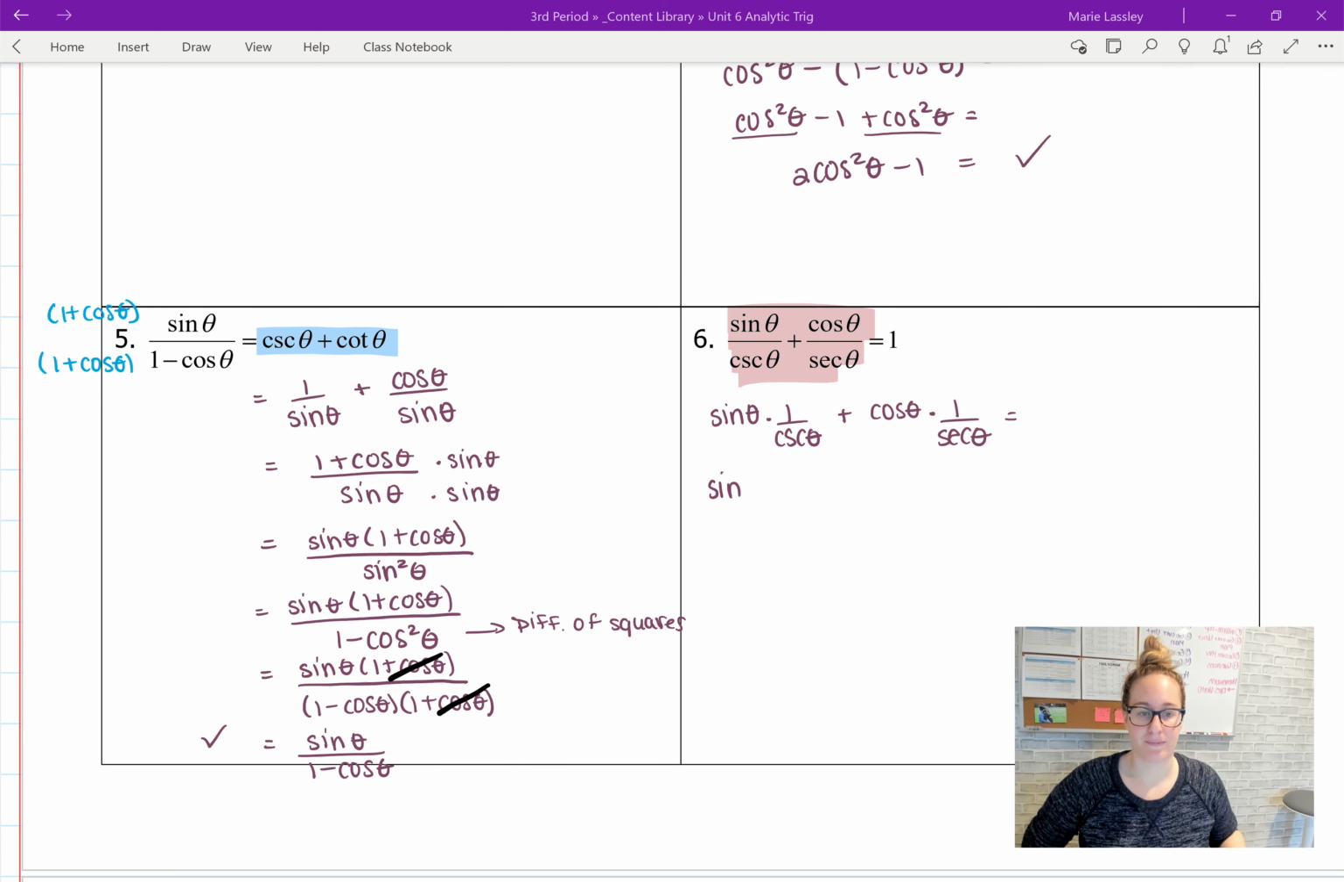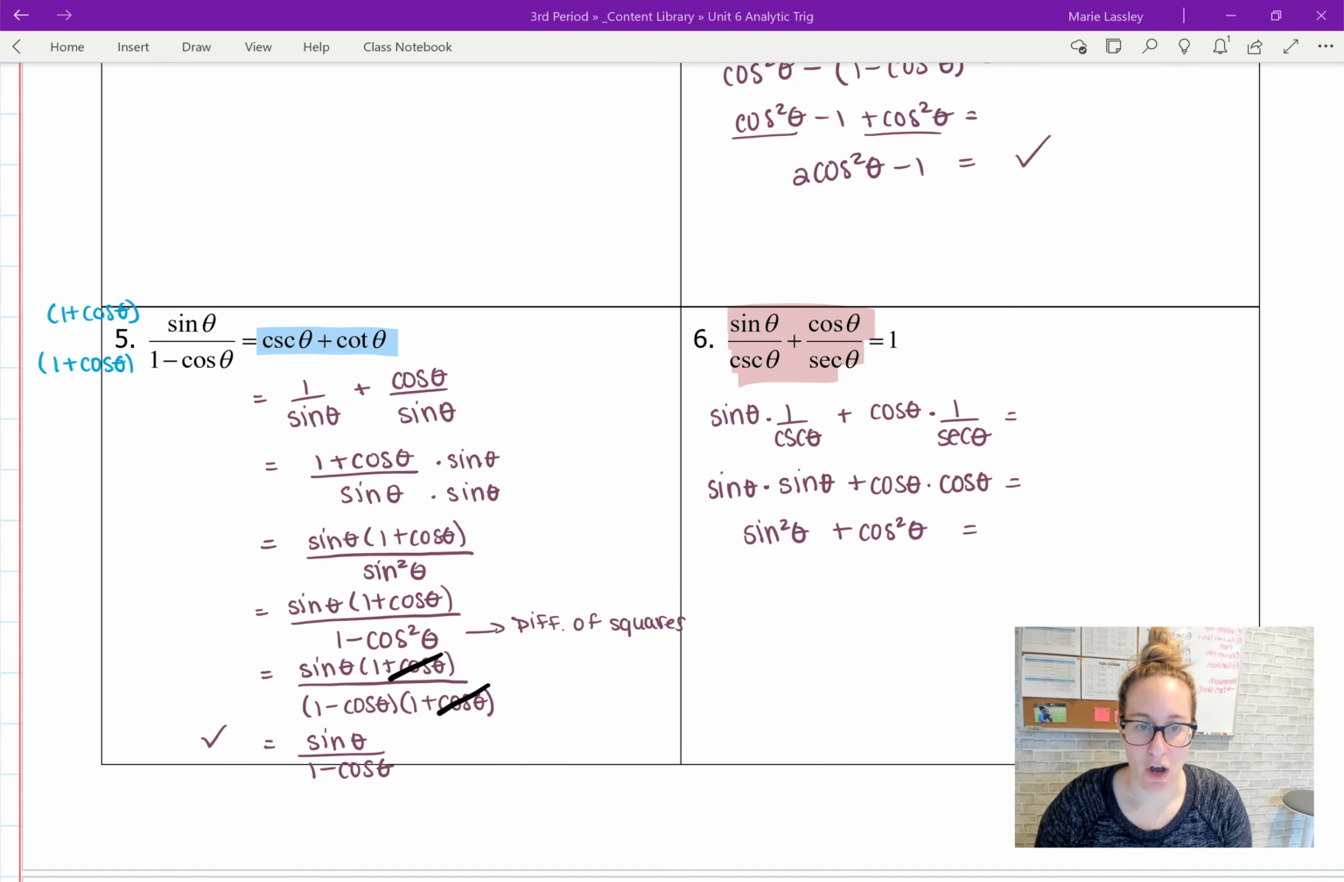All right, now that the writing is all caught up, we can use our last identity. Sine squared plus cosine squared, that's a Pythagorean identity, and that equals 1. So we end up with 1 equals 1, which is exactly what we wanted.